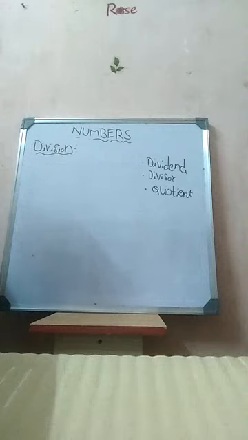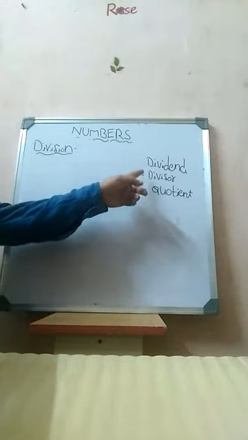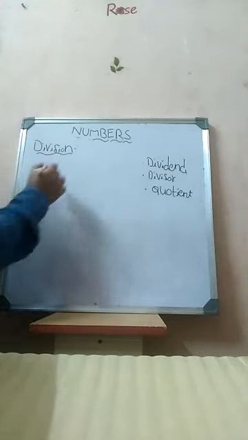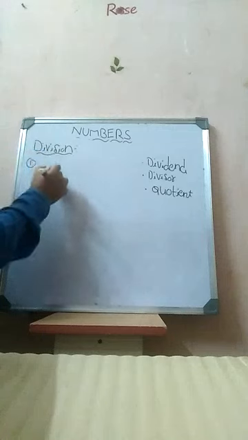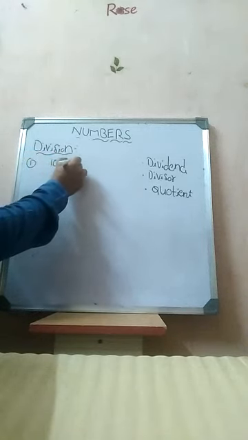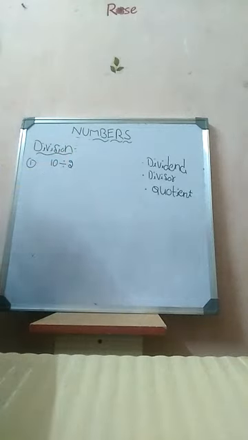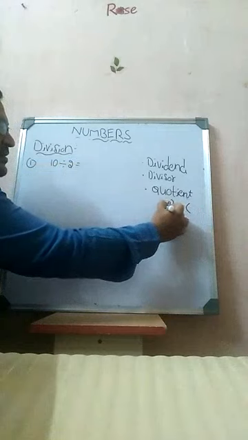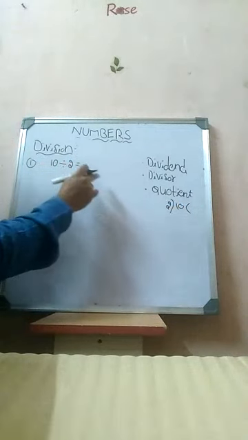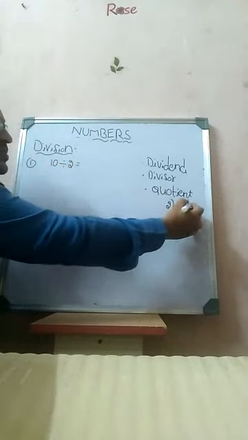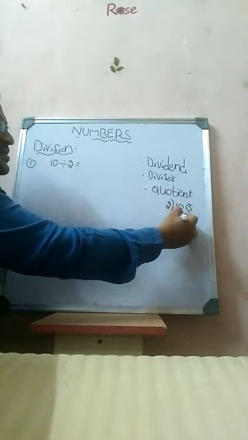So next, in division you have to remember here also three words: dividend, divisor, quotient. That means 10 divided by 2. So 10 is dividing. So 10 is divided by 2. That means 2 5s are 10.